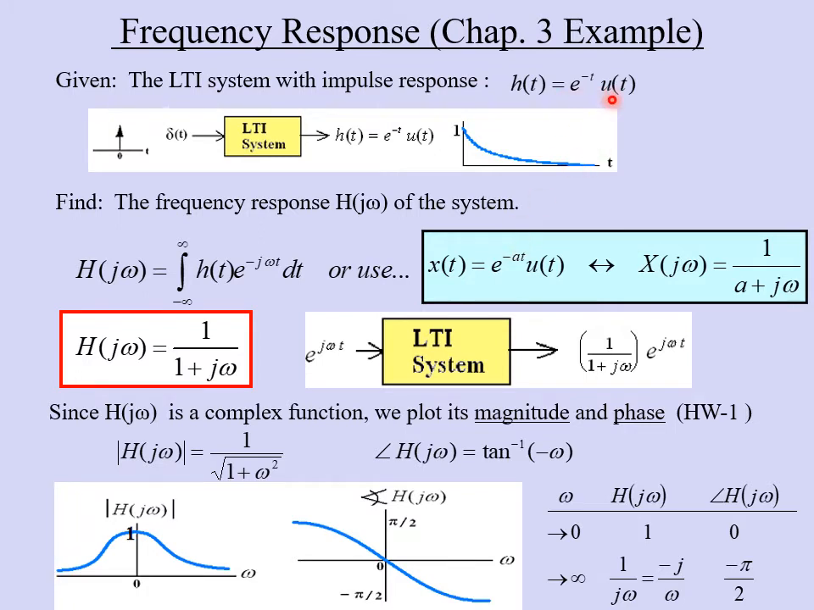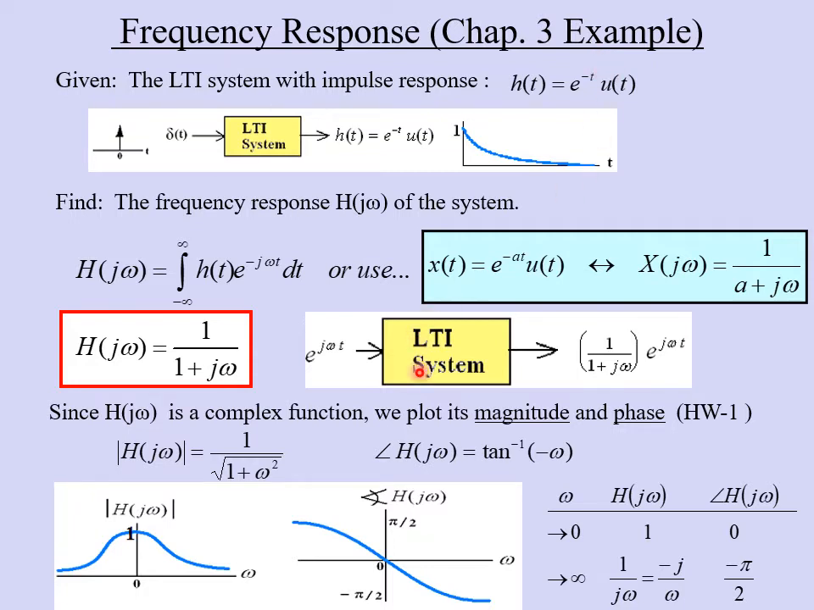Obviously, our impulse response here is an exponential function with a equal to 1, so we can immediately write our frequency response as H of j omega is equal to 1 over 1 plus j omega. Notice the 1 right here. That 1 is because this a here is equal to 1 up here in the exponent. There's no number in front of the t except for the minus sign, of course.